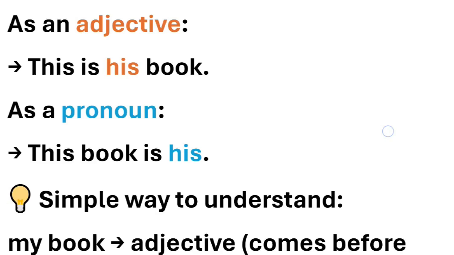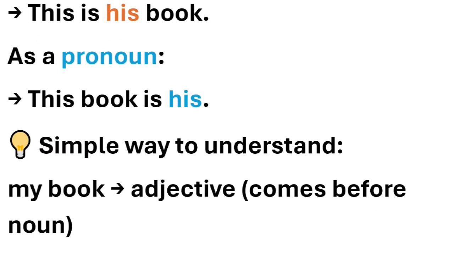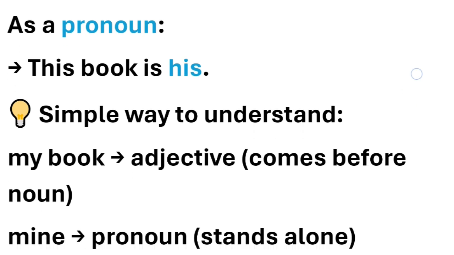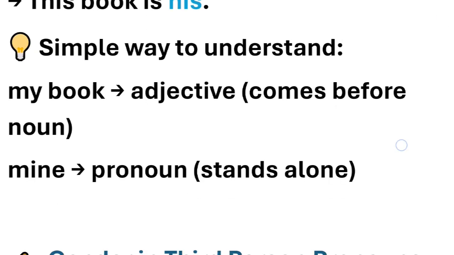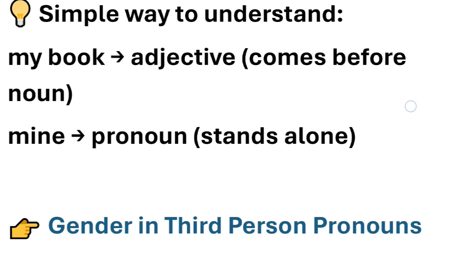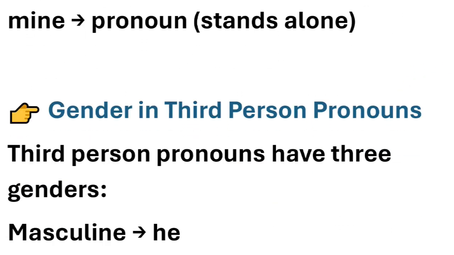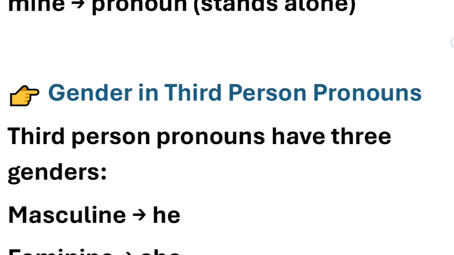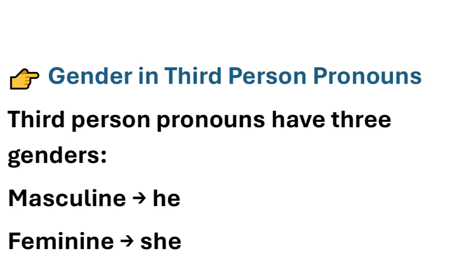And as a pronoun also this is used. This book is his. His stands alone over here. That's why this is a pronoun. Simple way to understand is that in "my book" over here, the adjective my will be used because it comes right before a noun, and mine, when we use this way, will be a pronoun because it stands alone. So this will be the rule. Do we understand? Let's talk about another point, which is gender in third person pronouns. So how to decide gender in third person pronouns?